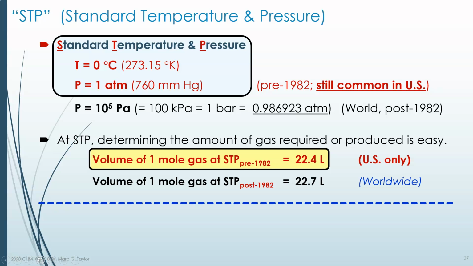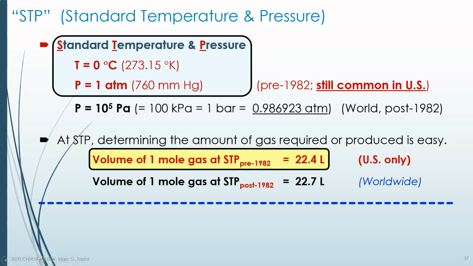If you're using the metric system, it's a slightly different pressure. It's a lower pressure, so it's a higher volume. Remember Boyle's law. So if you're in the rest of the world, 1 mole of gas at the rest of the world's STP is 22.7 liters.